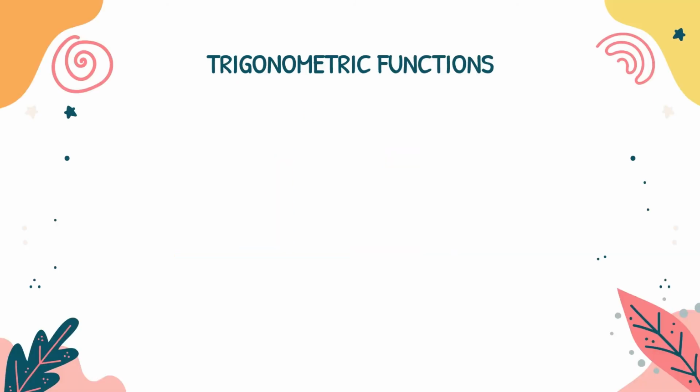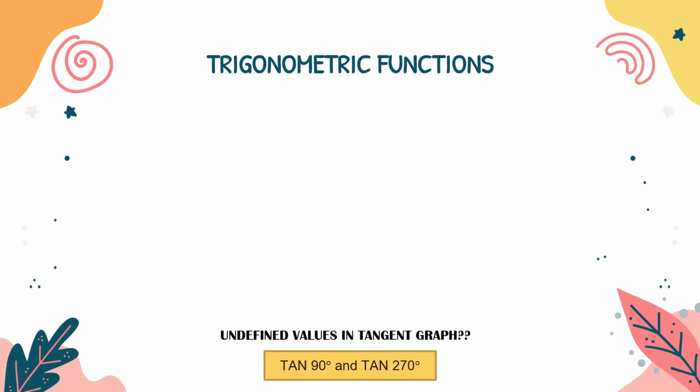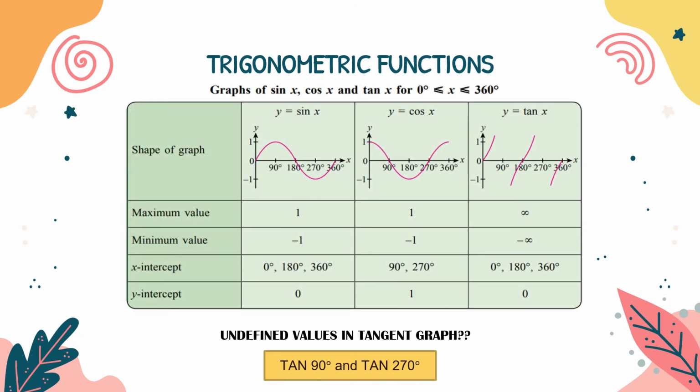Overall, what we have to know on trigonometric functions is that the undefined values in the tangent graph are tan 90 and tan 270. These are the only undefined values in the tangent graph, and these are the overall things that we have to remember on trigonometric functions: the shape of the graph, the maximum and minimum values, the x-intercepts and the y-intercepts.